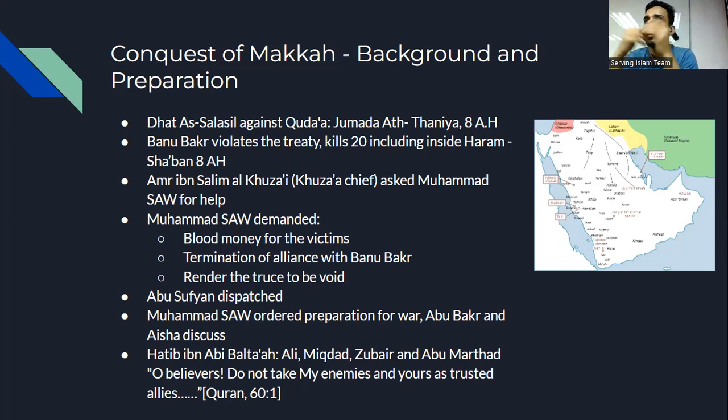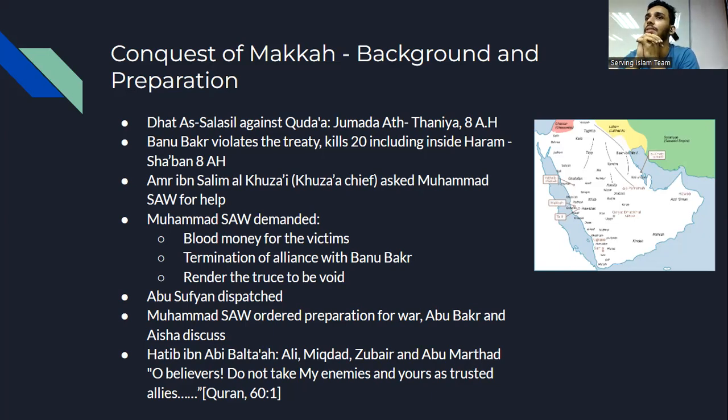So a raid in the days of Jahiliyyah. The default was war. The tribes were at war against each other unless they entered into an alliance. Okay. Which meant that one tribe could attack another tribe without any warning, take the flocks, take the sheep, take the camels, whatever, and then go back. So this used to happen, and that is called a raid, right?